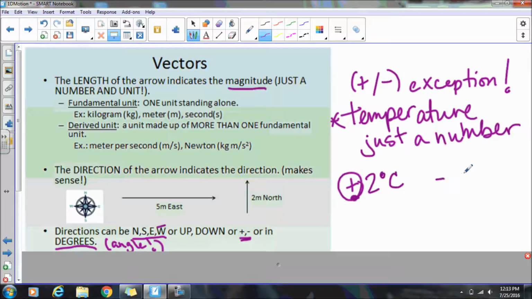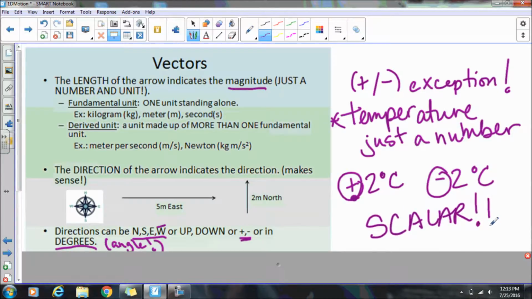If we have, say, negative 2 degrees Celsius, this does not mean it's going backwards. This does not mean it's going down. This is just a number. Negative degrees in terms of temperature is still scalar. This is the one exception to that rule. Positive and negative, if it is a temperature, is always a scalar no matter what. Temperature is a scalar quantity.